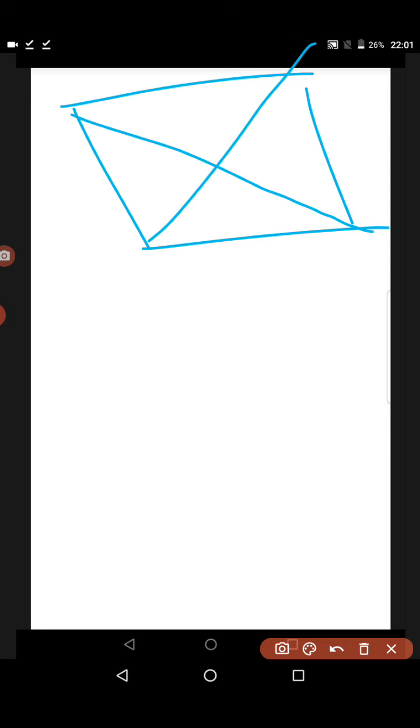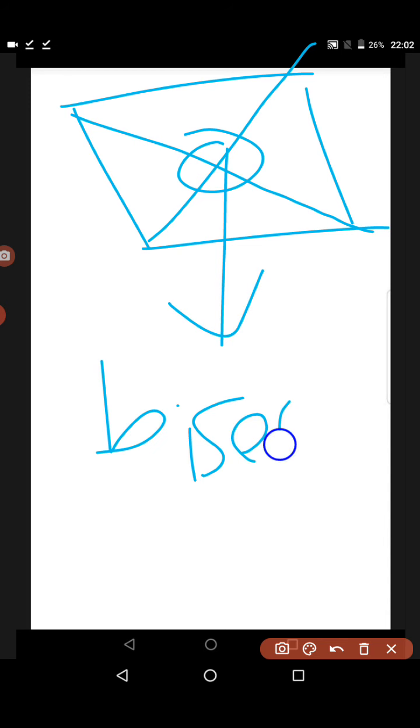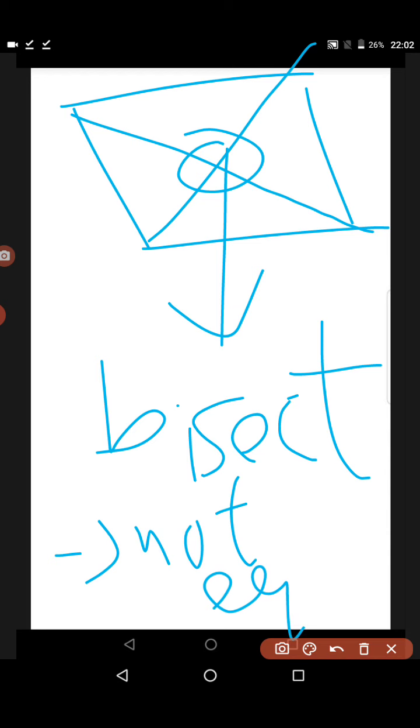And one more point we have to discuss in that parallelogram. The diagonals bisect each other. So in a parallelogram, these diagonals inside this, they bisect each other. Bisect is nothing but they intersect. They bisect, but there is a condition. They are not equal. They are not equal. So this is one more important condition we should know.